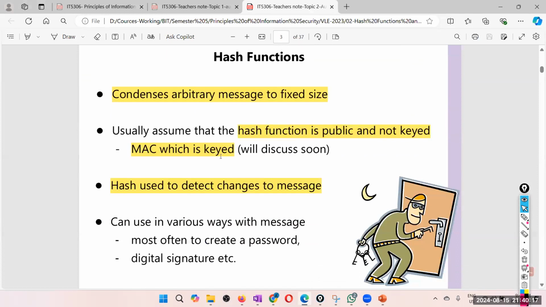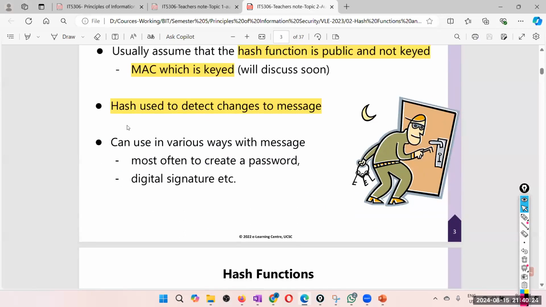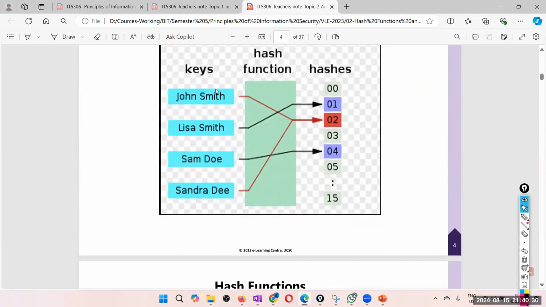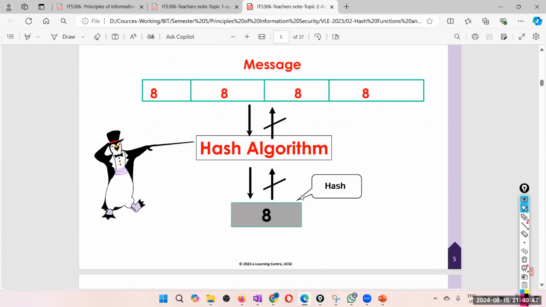Right. First, what is a hash function? Right. What is a MAC function? MAC is keyed. So the purpose of hash and MAC is to detect changes, or integrity. Okay. So this is what a hash function is. A bigger text or value is transformed into a fixed size value. So there's a possibility of collision. Okay.